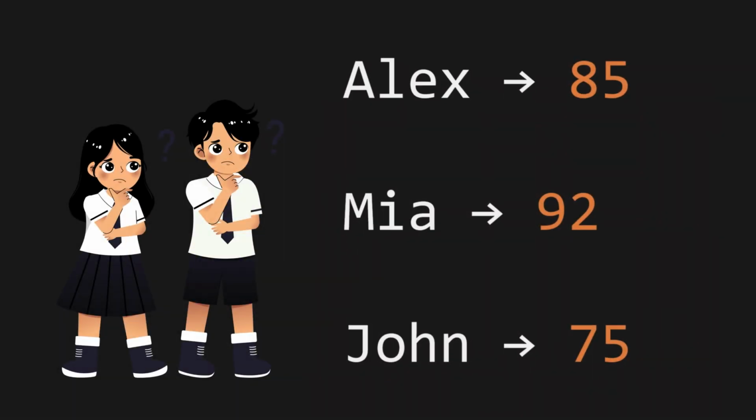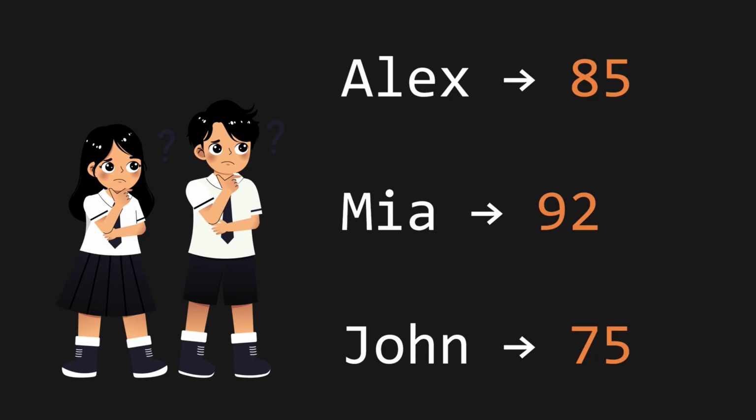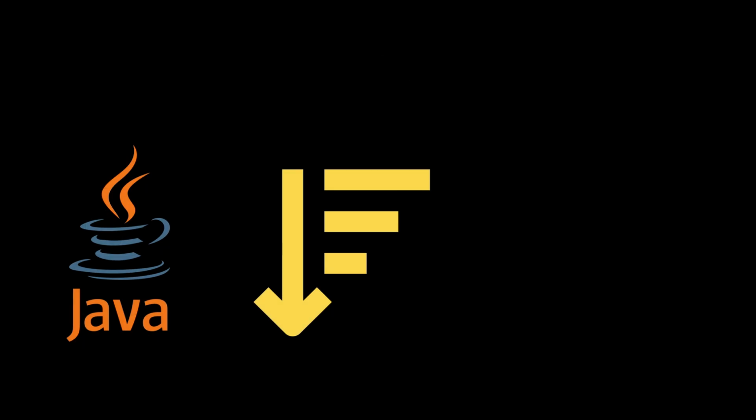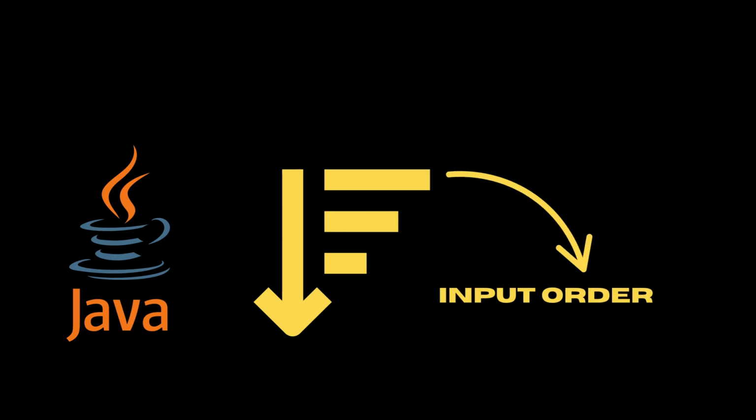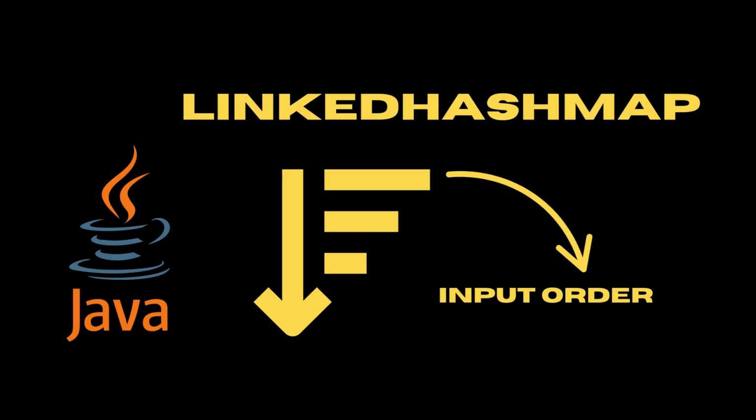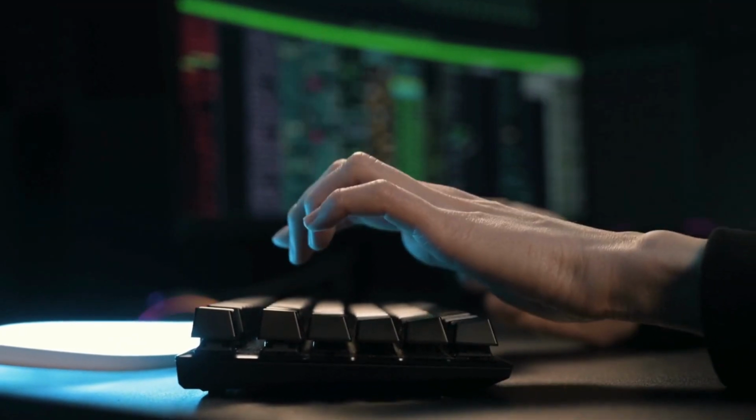Imagine you have student marks: Alex 85, Mia 92, John 75. If you want to see students sorted alphabetically, TreeMap is perfect. If you want to see the students in the same order you inserted them, we need to use LinkedHashMap. So let's write the Java code.